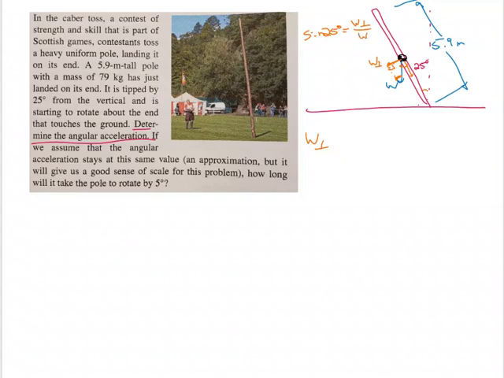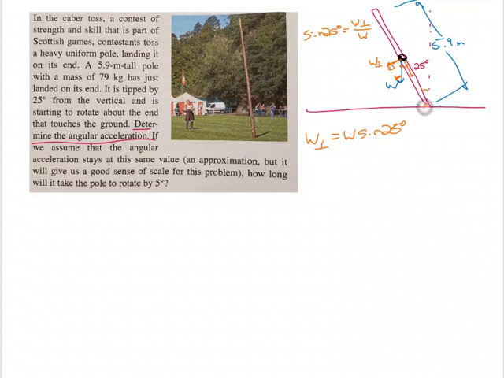So now W perpendicular equals W sine 25 degrees, or I could write theta if I didn't want to write that just yet. So there's my W perpendicular. Now, what else do I need to calculate a torque?